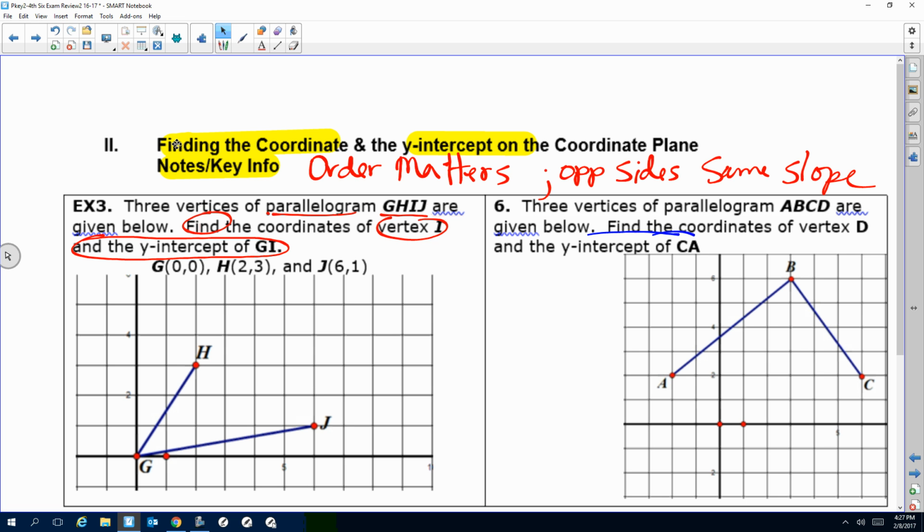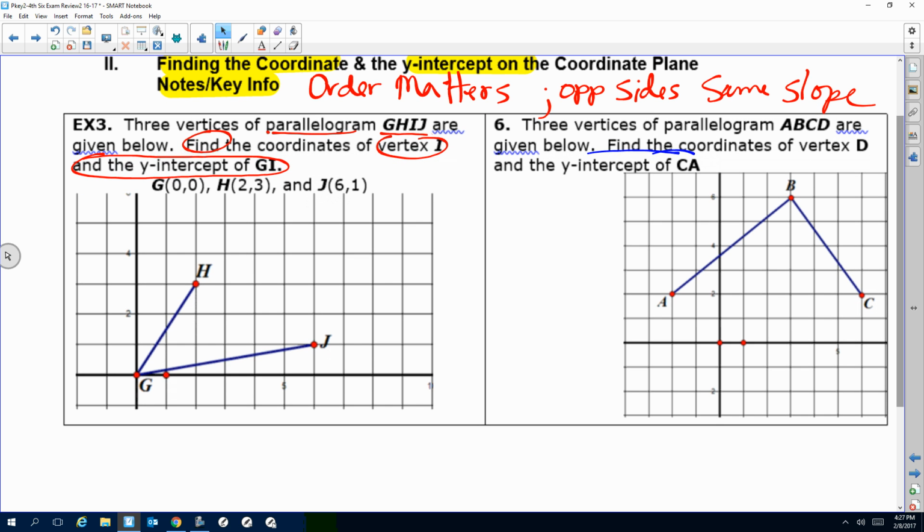They went ahead and graphed 3 points: G, H, and J. But remember, order matters. So we go from G to H, and then we're trying to find I. Because it's a parallelogram, opposite sides are parallel. That's why we say same slope.